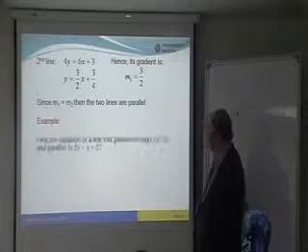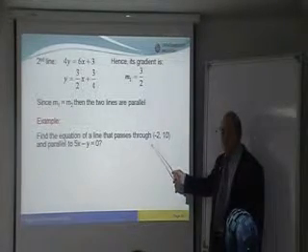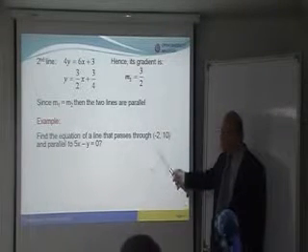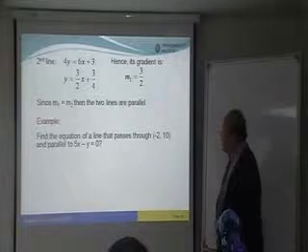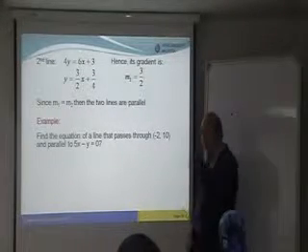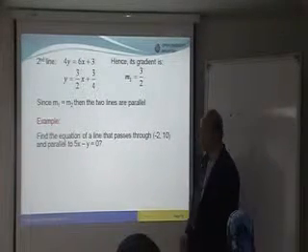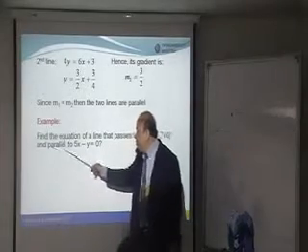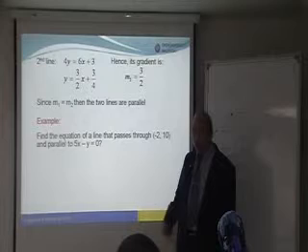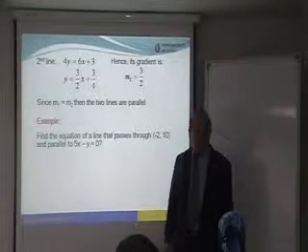Okay, next, let's look at another example. Find the equation. This type of question normally comes out in the exam. Many times it comes out in the exam. Find the equation of a line that passes through this point. They give one coordinate and one equation. But the condition given is parallel. So parallel means use back the gradient. The gradient must be the same.